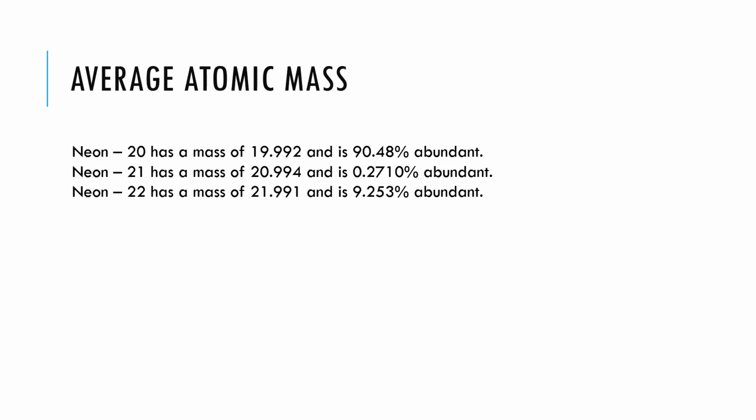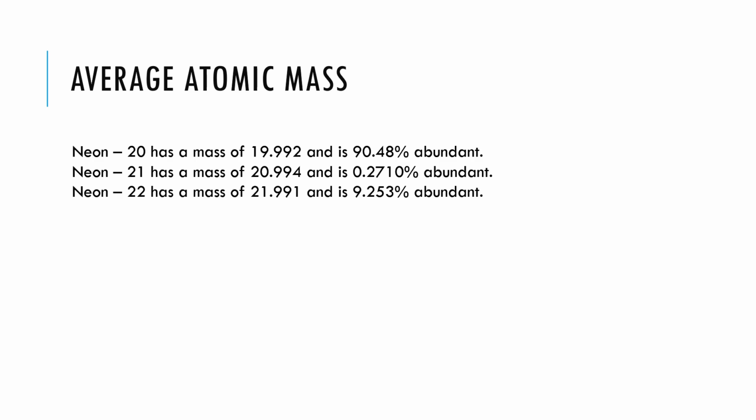So that one is a very small abundance, whereas we have a very large abundance from that neon 20. And this is why we do the weighted average. We want our average atomic mass to show what the average atom of neon would look like. And so most of the atoms of neon are neon 20. So let's start calculating this.